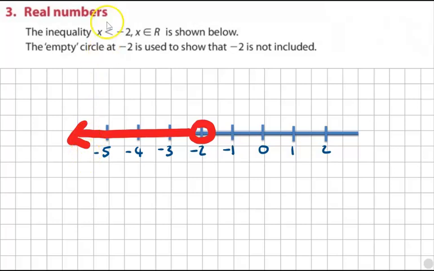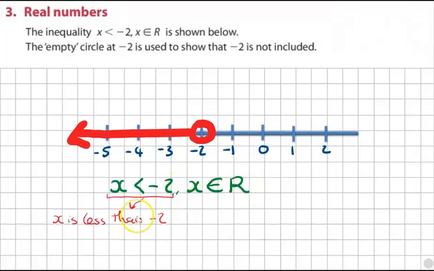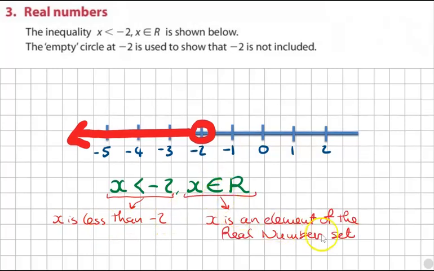Again, notice the arrow and the inequality symbol are facing the same way. In this example, they're both facing the left. So x is less than -2, comma, x ∈ R means x is less than -2, where x is an element of the real number set.